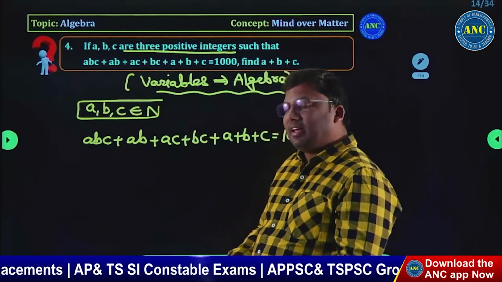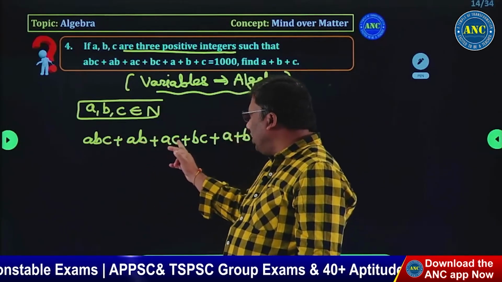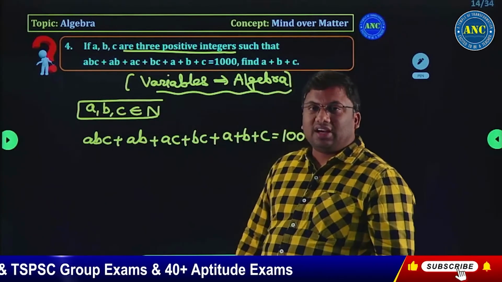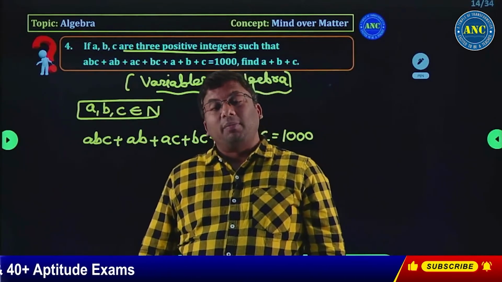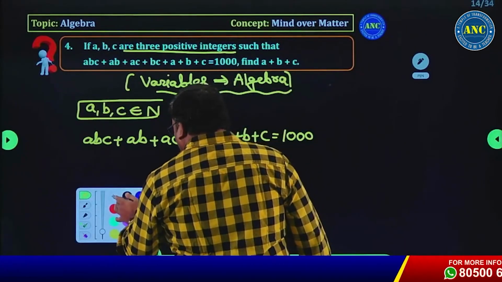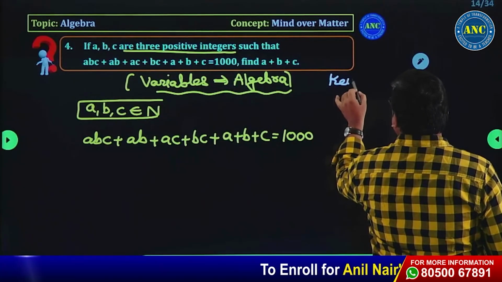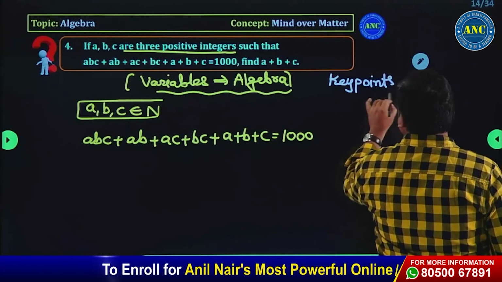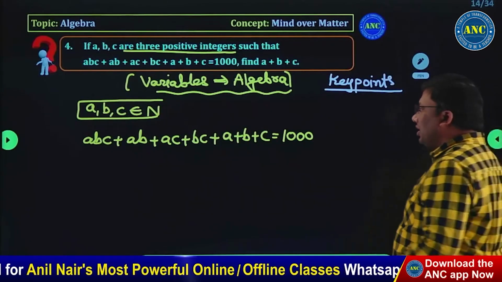How many terms are there on the left hand side? 1, 2, 3, 4, 5, 6, 7. 7 terms are there on the left hand side. If you understand a little bit the definition of a binomial expansion, you will get it very easily. But before that, I wanted to explain some important key points. Not only to solve this problem, a lot of other problems, these key points will be useful. What are those key points?